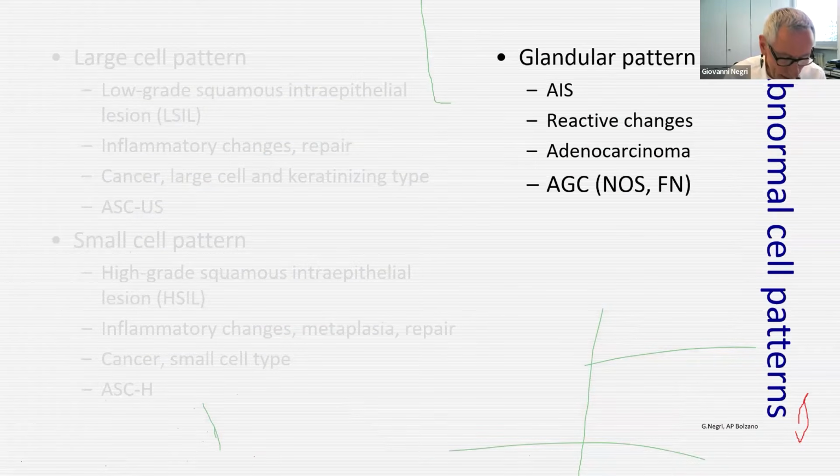So the last pattern is the glandular pattern. Again, actually only three main differential diagnoses: adenocarcinoma in situ, reactive changes, invasive adenocarcinoma, and, if you can tell, atypical glandular cells.